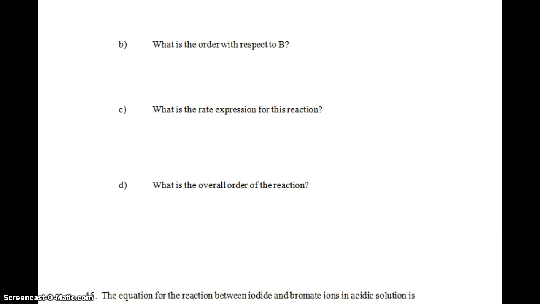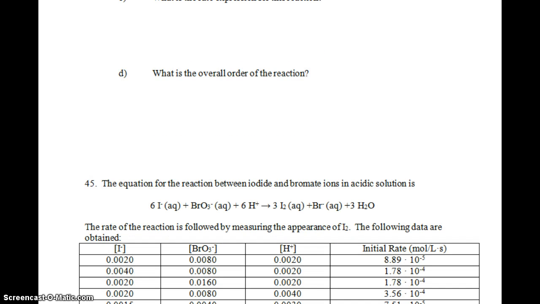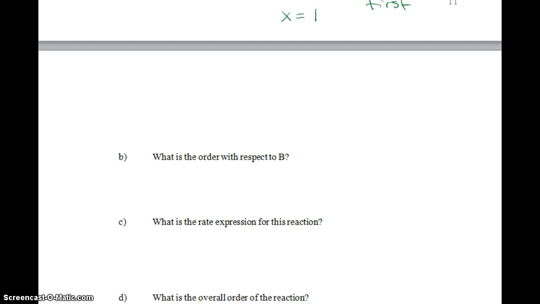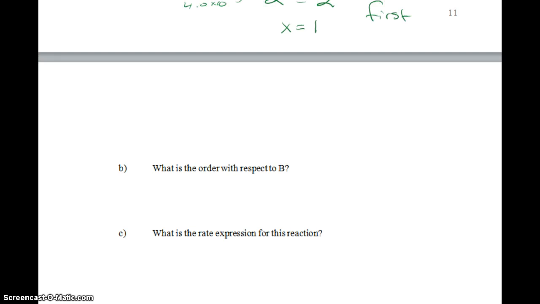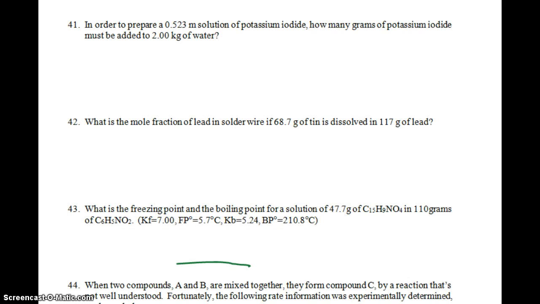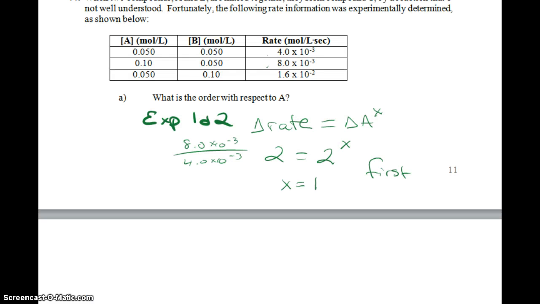So then if we scroll down to part B, we're going to see what is the order with respect to B. So now we have to look back up at our data, and this time we want to see where B changes, but A stays the same. So we can see that A stays the same in 1 and 3, and B changes. So we're going to use experiments 1 and 3 for figuring out the order with respect to B.